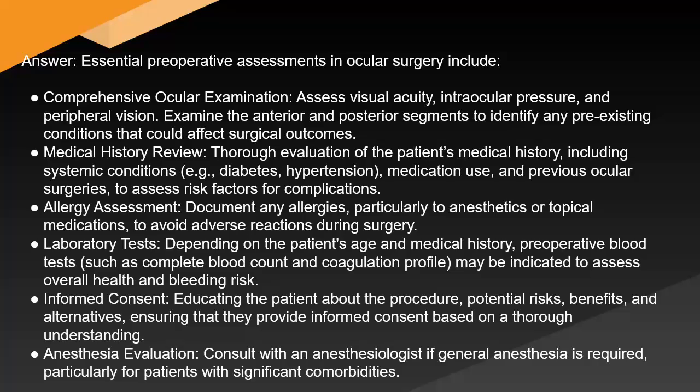Allergy assessment: document any allergies, particularly to anesthetics or topical medications, to avoid adverse reactions during surgery. Laboratory tests: depending on the patient's age and medical history, preoperative blood tests, such as complete blood count and coagulation profile, may be indicated to assess overall health and bleeding risk. Informed consent: educating the patient about the procedure, potential risks, benefits, and alternatives, ensuring that they provide informed consent based on a thorough understanding. Anesthesia evaluation: consult with an anesthesiologist if general anesthesia is required, particularly for patients with significant comorbidities.